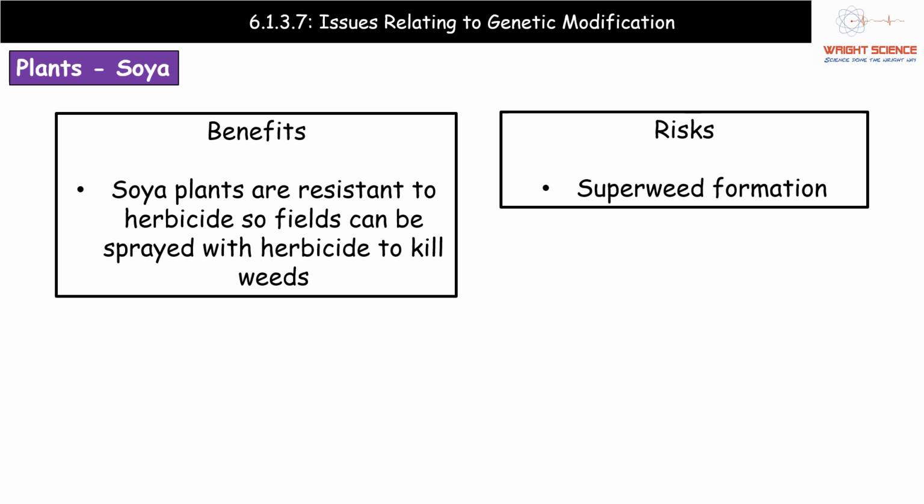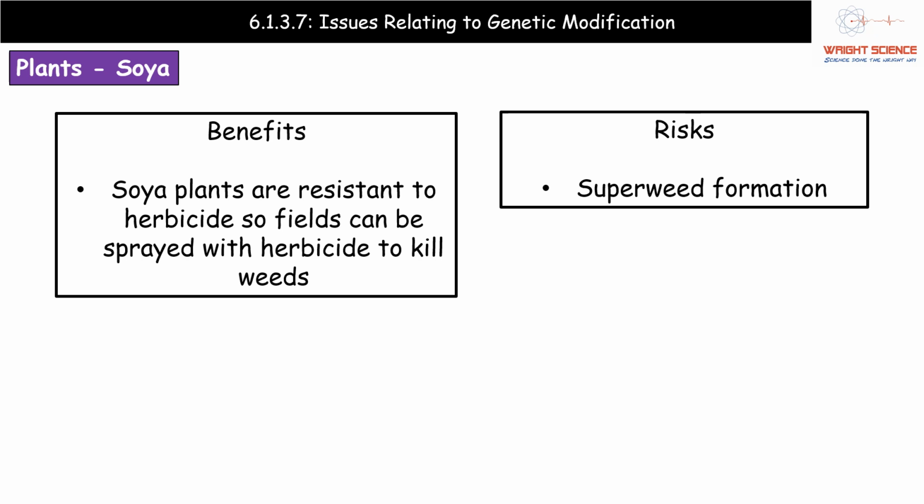If we move on to our plants then, the first example is genetically modified soya. Now, the way that the soya plants have been modified is to be resistant to herbicides. And this means that if we're growing soya plants in a field, and we've got some weeds growing in there as well, competing with our crop, we can just spray the whole field with herbicide, the weeds will be killed, but our soya plants won't.